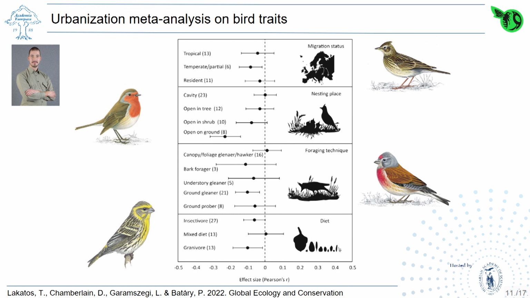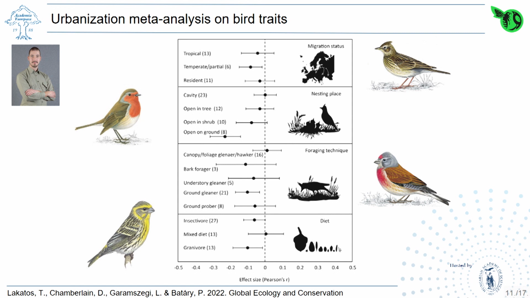When we go a bit lower, you can see the foraging technique. Also here a trait from the top of the trees to the ground. So where do these different bird species feed, like this nice linnet shown on the right side. And we can see that especially those species are again disadvantaged which are feeding on the ground, so-called ground gleaners.